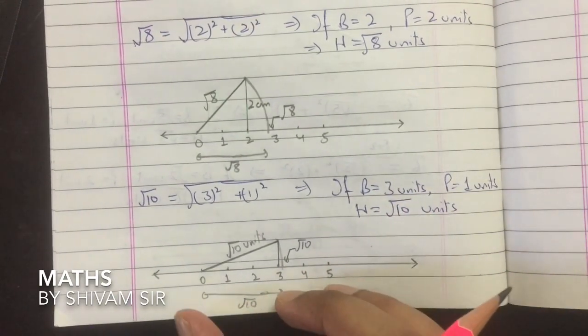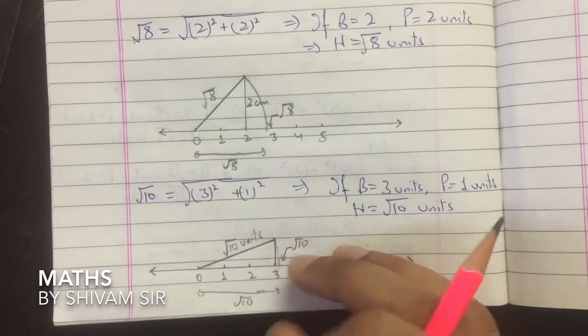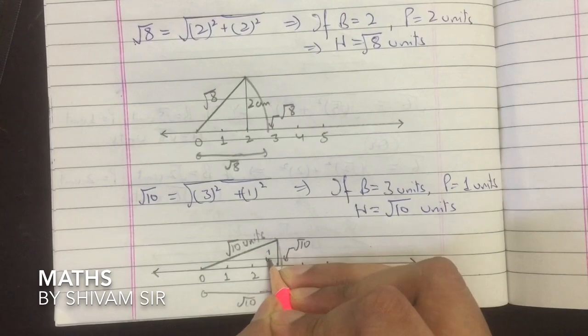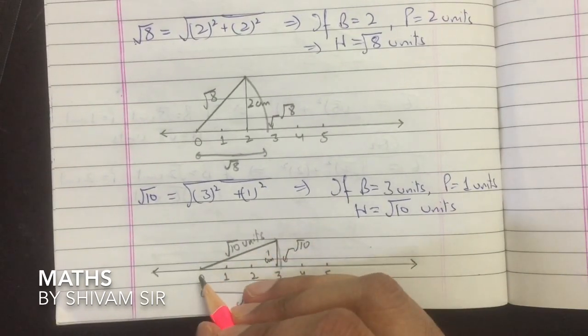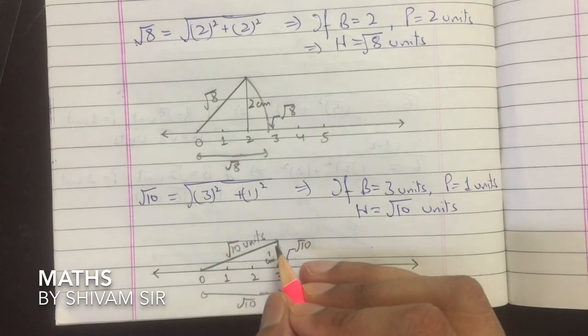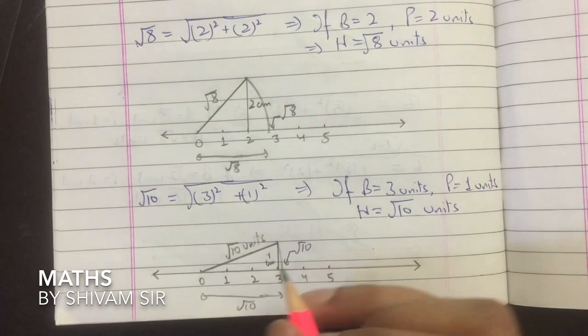So take base as 3 units, 3 units this way. Perpendicular, draw 1 unit perpendicular. So this is 1 centimeter perpendicular. The hypotenuse so obtained will be of root 10. Put the compass needle on this point O, open it up to this point and cut an arc in this way. So the distance so obtained will be root 10.